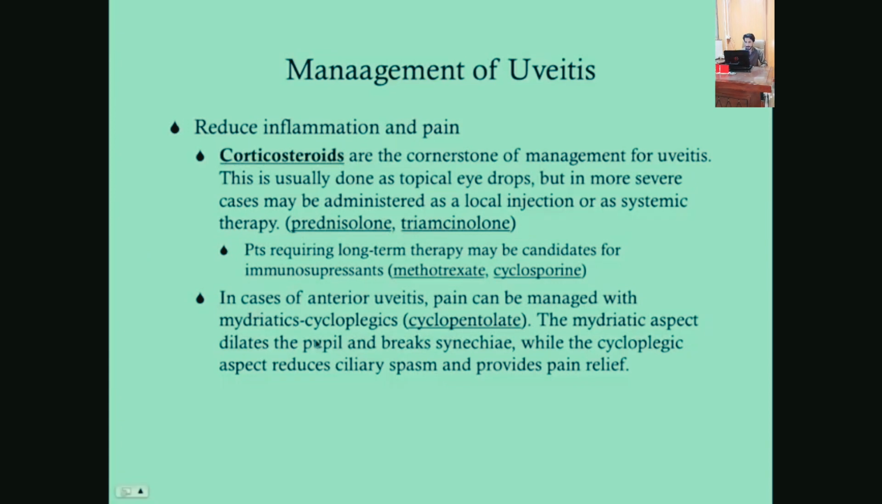And by doing that, by dilating the pupil, it's going to help you break those synechiae. It'll pull them apart. And then the cycloplegic aspect, by paralyzing the ciliary muscle, it reduces ciliary spasm, and that's caused by the inflammation, and that's what's behind the pain. So both aspects, the mydriatic aspect and the cycloplegic aspect, are important to treat the uveitis. So you can get rid of the synechiae, and you can also provide some pain relief.